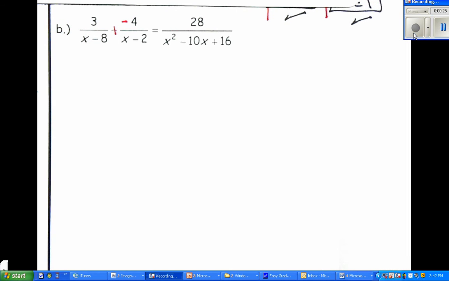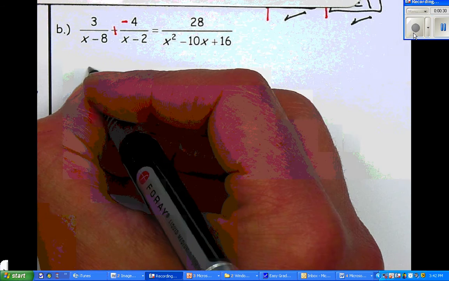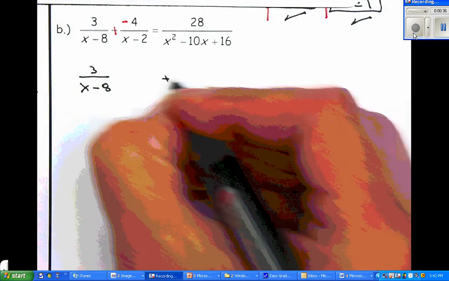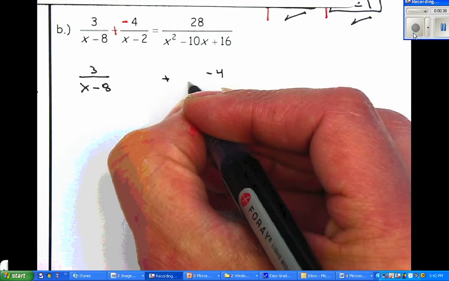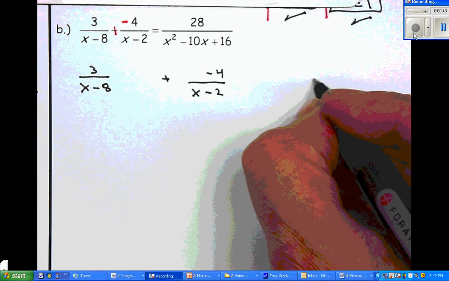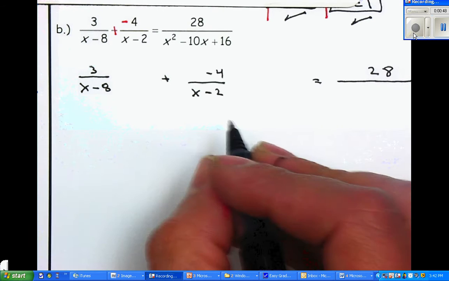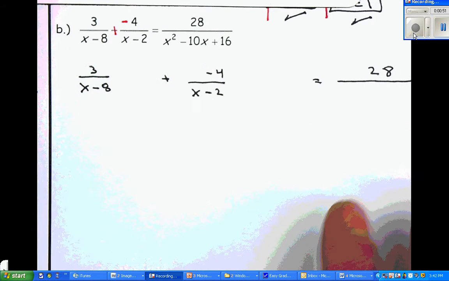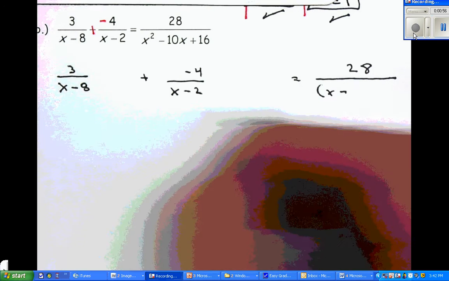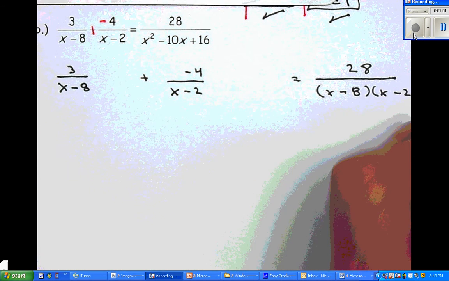a bit easier. Now I'm going to go ahead and expand this to make a little more space. So I have 3 over x minus 8 plus negative 4 over x minus 2, and that is going to be equal to 28, and I'm going to factor the denominator. Notice that I've only factored the denominator for this one because that's the only one that can be factored. That'll be x minus 8, x minus 2.